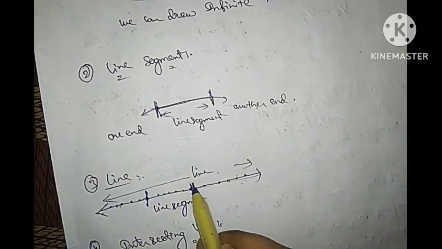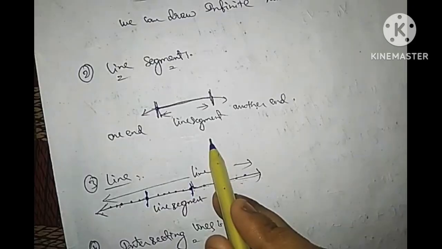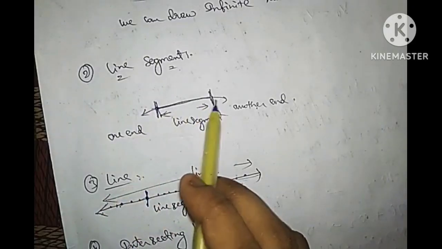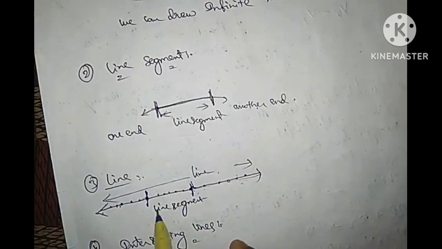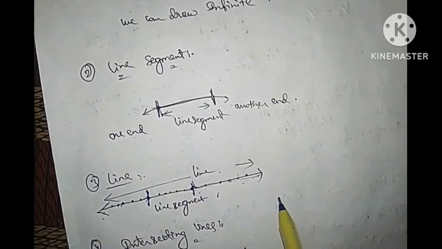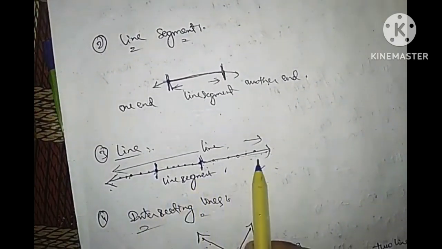What is the difference between a line segment and a line? A line segment has two particular endpoints. But in a line, there is no ending point. We can extend this part and this part to infinity. There are no ending points. And one more thing on a line is that there will be an infinite number of points, because it has no ending point, so it can extend to infinity, and we can put an infinite number of points on a line.